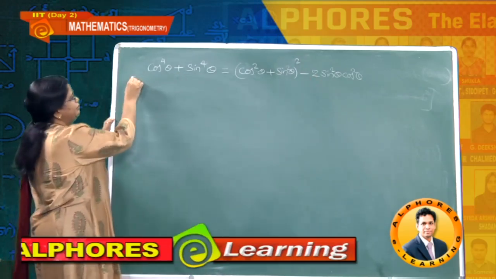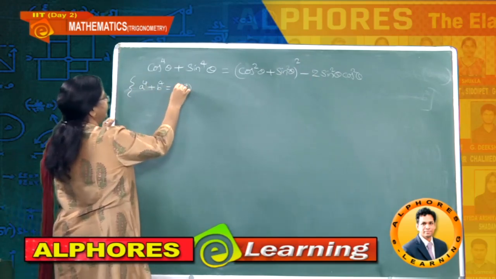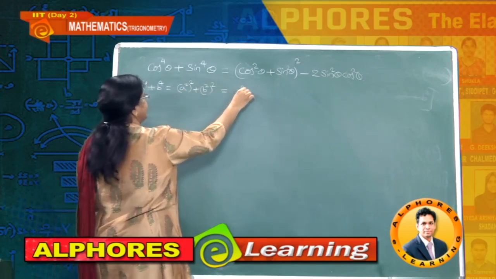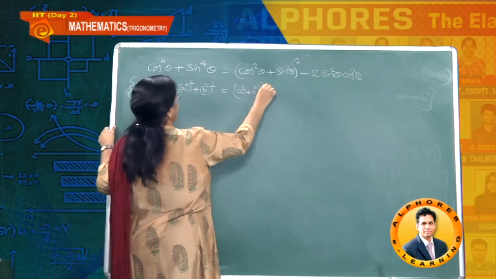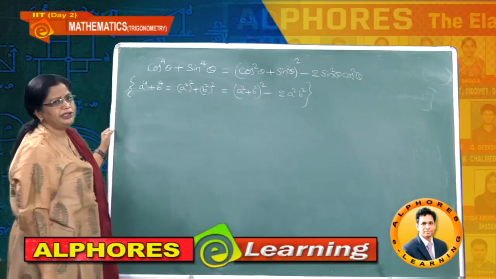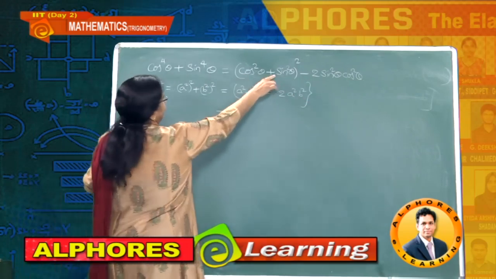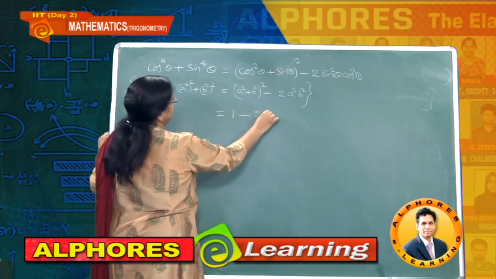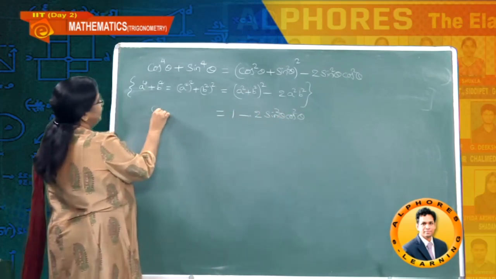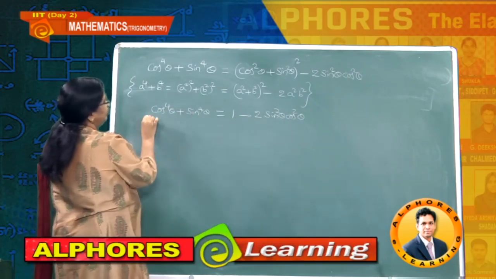So which formula did we apply, students? a to the power 4 plus b to the power 4 is (a square) whole square plus (b square) whole square, and hence this is (a square plus b square) whole square minus 2 times a square b square. So in this way I used this algebra formula for this term. Now cos square plus sin square is 1, so this is minus 2 sin square theta cos square theta. So the formula you got now is cos power 4 theta plus sin power 4 theta equal to this one.